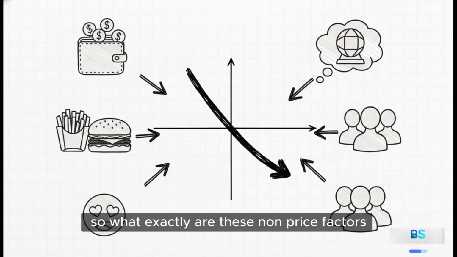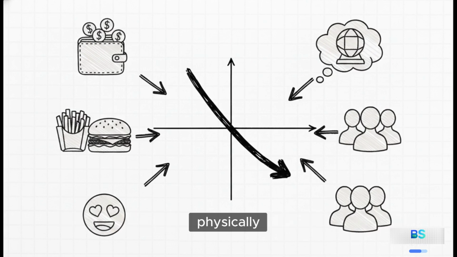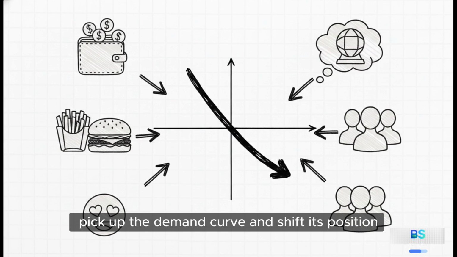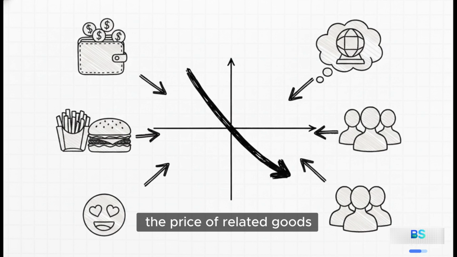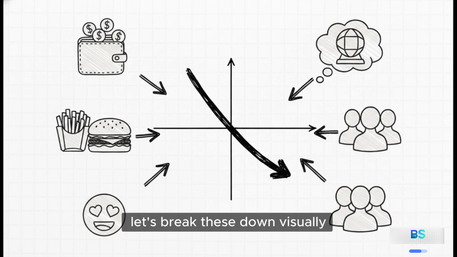So what exactly are these non-price factors? Well, here is your clear roadmap. There are 5 specific determinants that will actually physically pick up the demand curve and shift its position. We've got changes in consumer income, the price of related goods, consumer tastes and preferences, buyer expectations, and the total number of buyers in the market. Let's break these down visually.